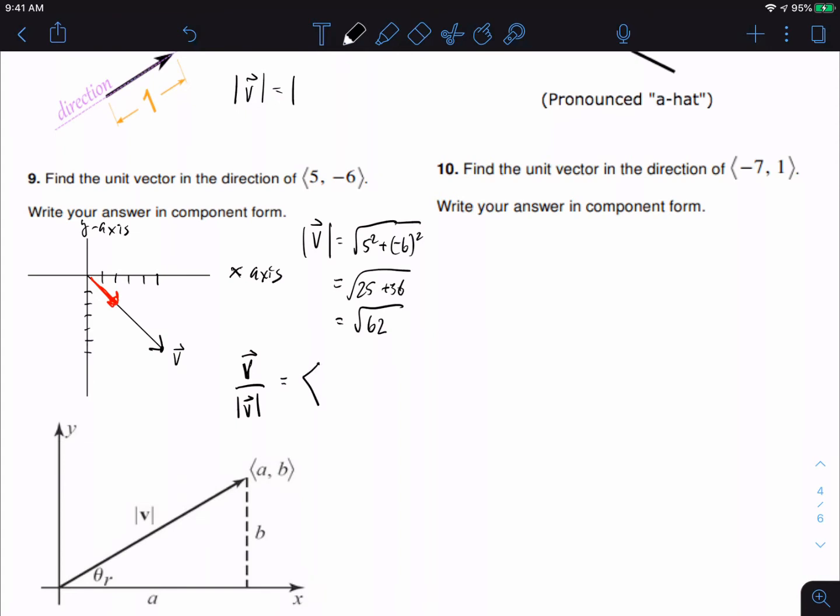So I would go, okay, my v is my x component, or my x vector would be 5 over the magnitude, which is square root of 62, comma, negative 6 over the square root of 62. That is my unit vector. If I were to do the magnitude of that vector, its magnitude would be equal to 1. Does that make sense?